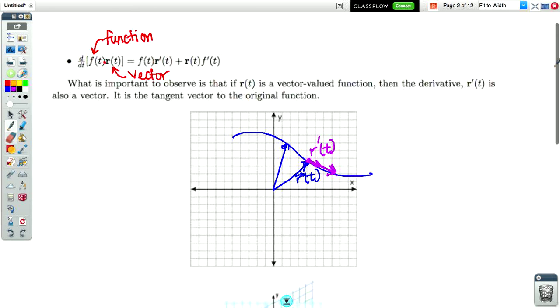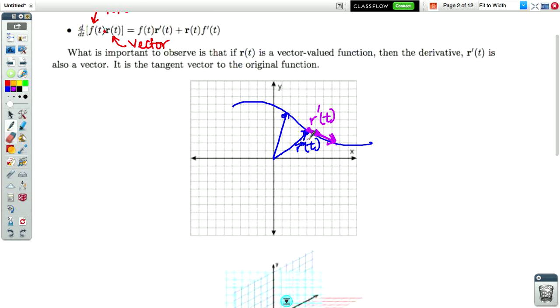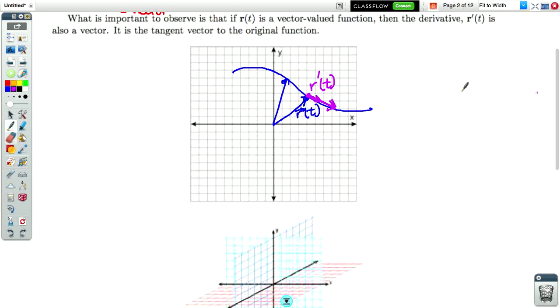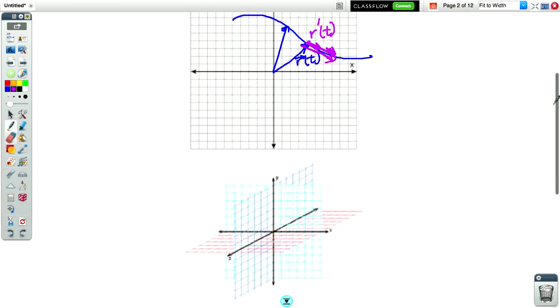In just a few minutes, we're going to start normalizing these tangent vectors, meaning I don't really care how fast we're traveling along this curve. I'm going to make the magnitude of this tangent vector equal to 1. I'm going to make it a unit vector, but for right now, the tangent vector is just tracing out the direction that we're traveling along this vector valued curve.